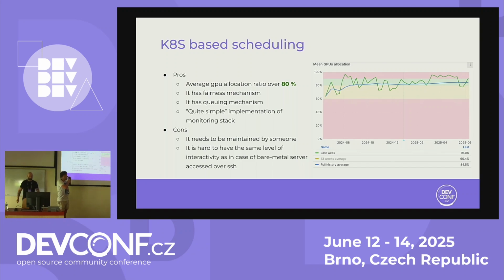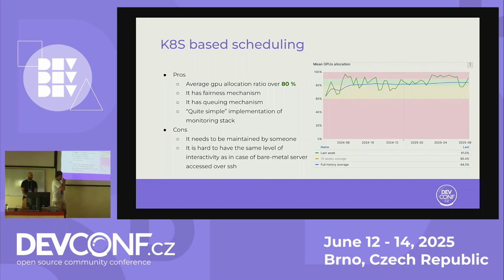And that's the reason why we implemented the Kubernetes cluster. And these are the pros and cons we observed after we implemented the cluster. We were able to get over 80% average GPU allocation, and that's because it has a fairness mechanism, it has queuing, and also the Kubernetes cluster brought us a kind of simple implementation of a monitoring stack.